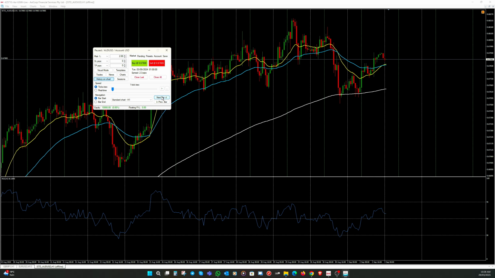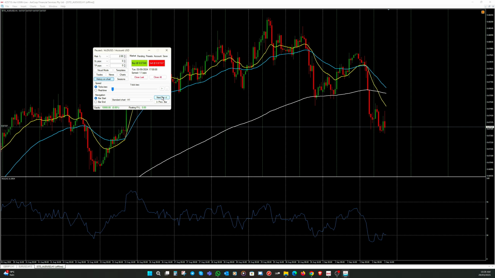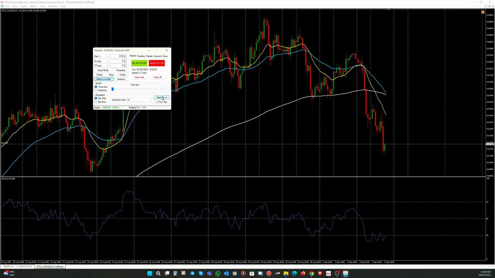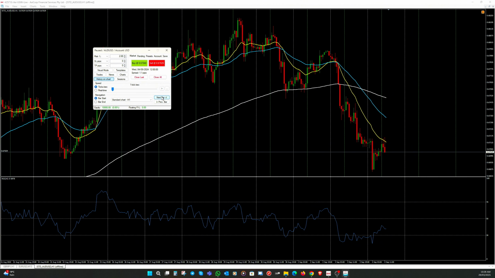So at the moment, no trades. And it is possible that we might not actually get a setup every single day as well. Okay, this looks like one here.